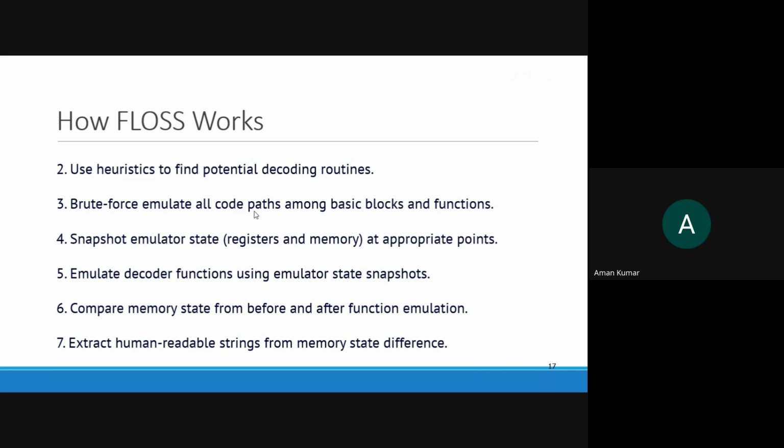After analyzing the whole, in the second step it will decode all routines, providing the complete header detail, like what exact links it contains, and thereafter brute force emulate all code paths among basic blocks and functions, which means whatever basic blocks and functions have already been created, it will apply brute force. Brute force is like, if you don't have a solution, just achieve it by hook or crook, and thereafter we'll be able to get the whole string information.